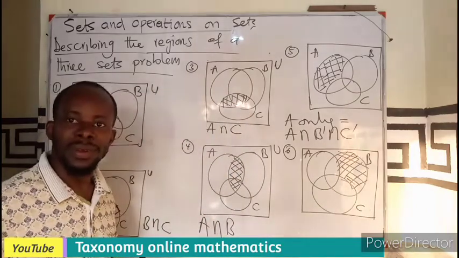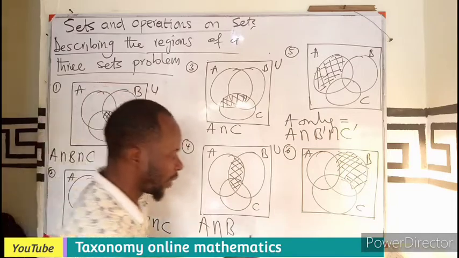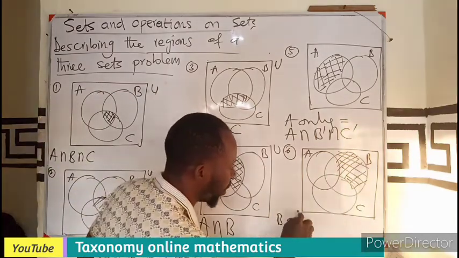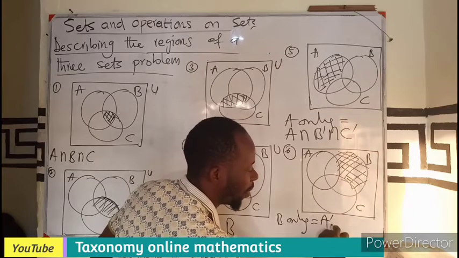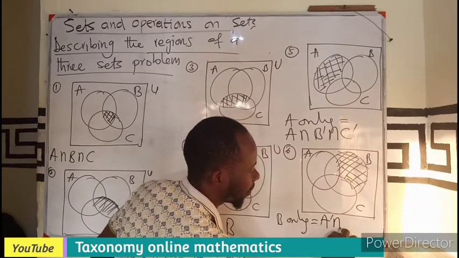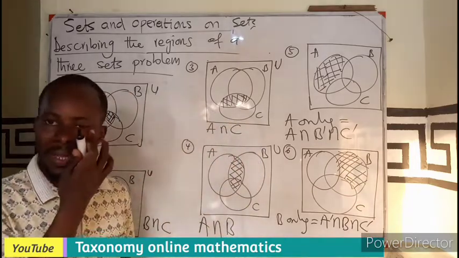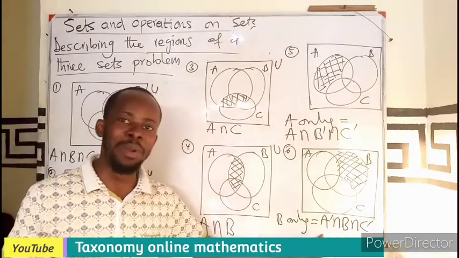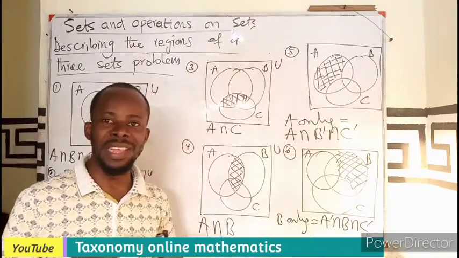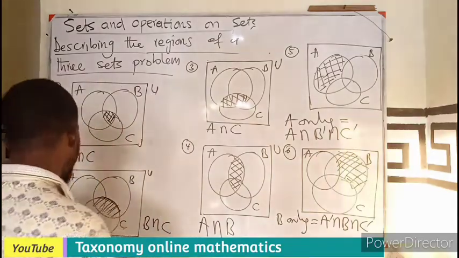Okay. What do you see? You are seeing the region belonging to only B, right? So this is going to be B only, or A complement intersection B intersection what? C complement. A and C are the complements where B is the set we are referring to. All right, I believe you get that.